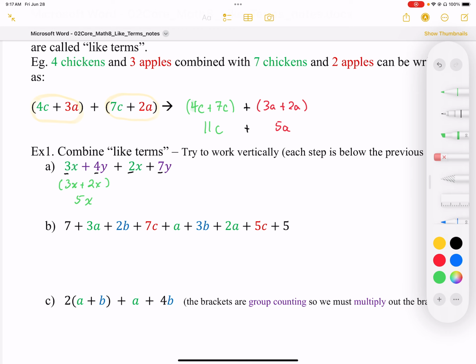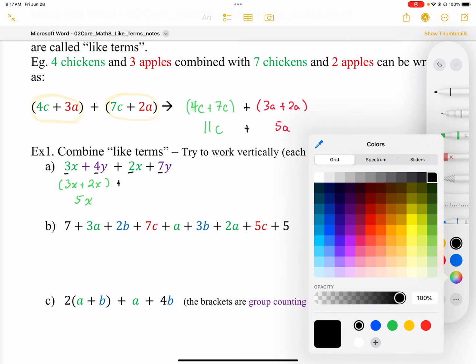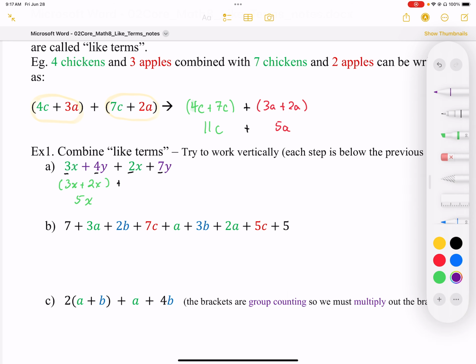So we're going to have here plus our grouping of y's. So we're going to have 4y plus 7y. So 4y's plus 7y's. So we're going to group those. We're counting. 4 plus 7 gives us 11 y's in total. Now we can't add the 5 and 11 because they are counting different things. We have 5 x's plus 11 y's.